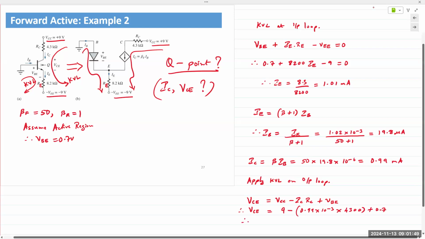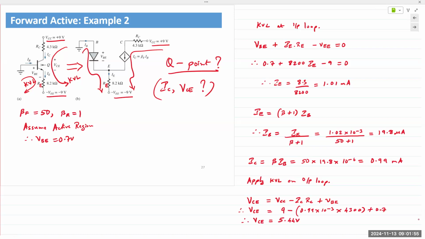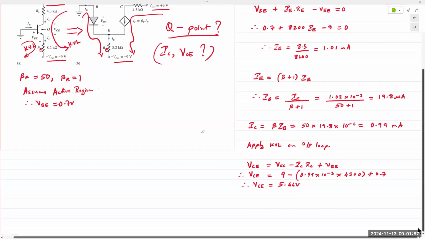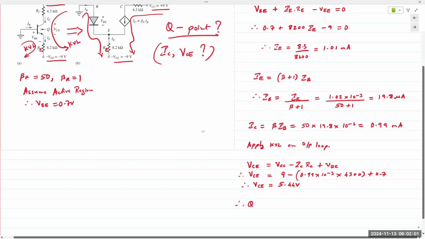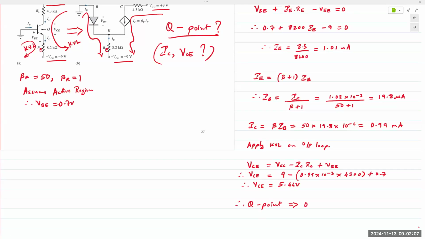And therefore VCE is 5.44 volts. Therefore, my Q point is 0.99 milliamps and 5.44 volts.